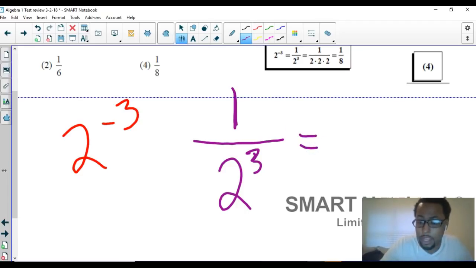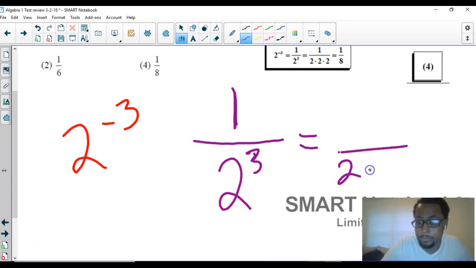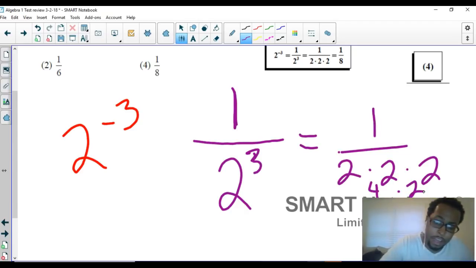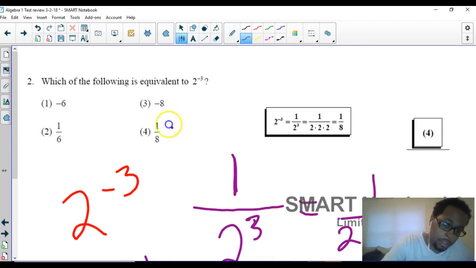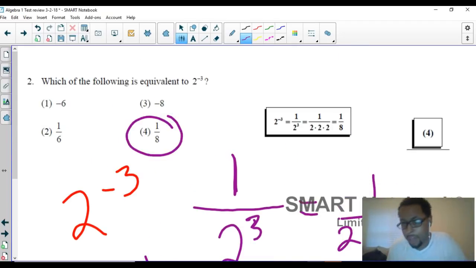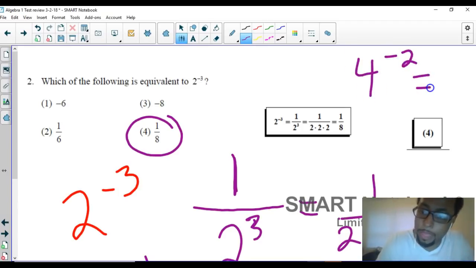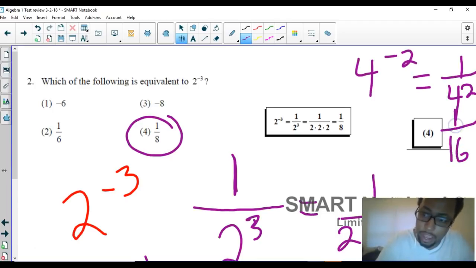Now, we're not done because you can do 2 to the 3rd power, which is 2 times 2 times 2. So I have the 1 on top. 2 times 2 is 4. 4 times 2 is 8. So you're going to have 1 over 8. Your answer is going to be 4. Again, I'll give you another example. If I have 4 to the negative 2nd power, it has to go to the bottom and it becomes positive. I have my 1 here, and then 4 squared is 16. Your negative has to go to the bottom.